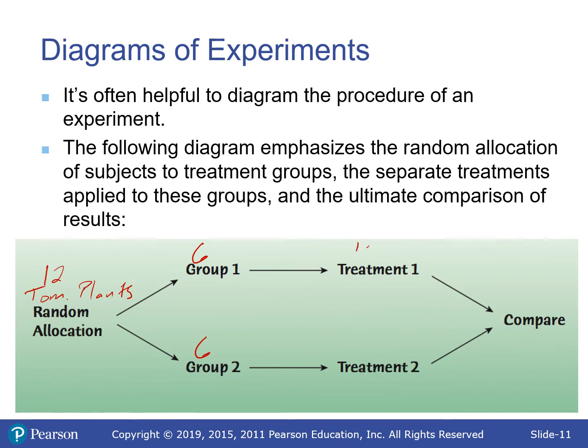Treatment 1 is half a cup of water per day. Treatment 2 is the 1 cup of water per day. And then we compare. So you wouldn't just say treatment 1, treatment 2. You would actually have it defined. Now you could have it defined separately and then have treatment 1, treatment 2, especially if your treatments were a little bit more complicated, where you wouldn't want to just write it out right in a diagram. You could use treatment 1, treatment 2, treatment 3, etc.